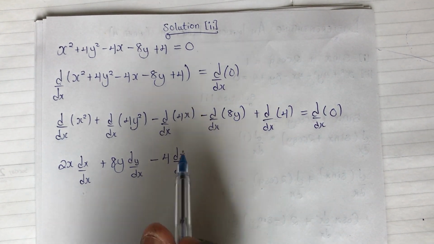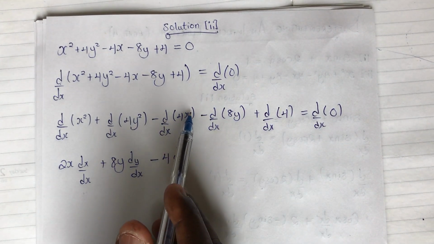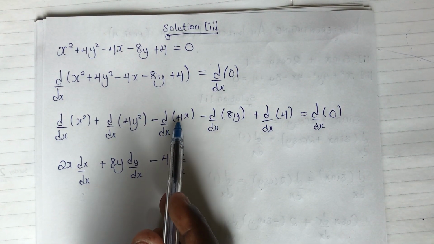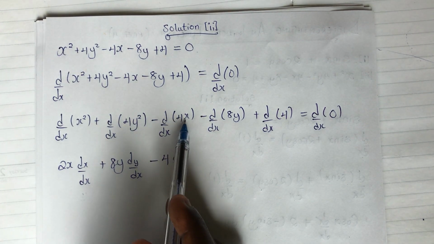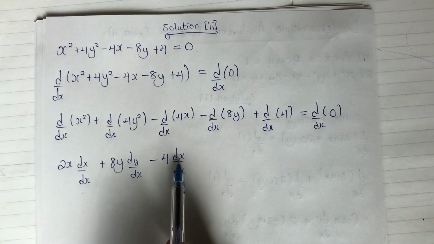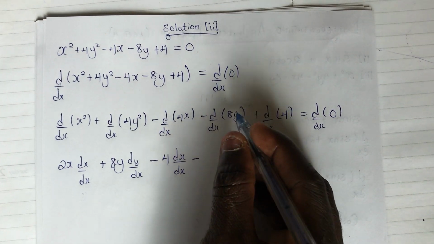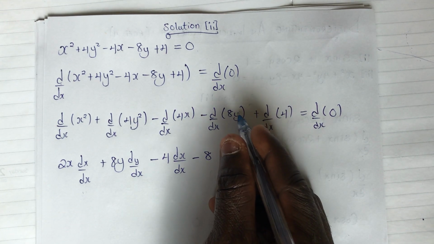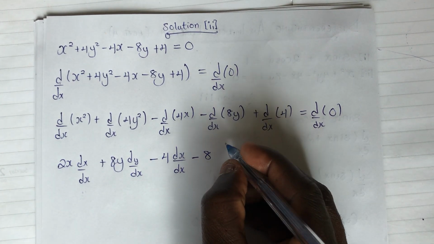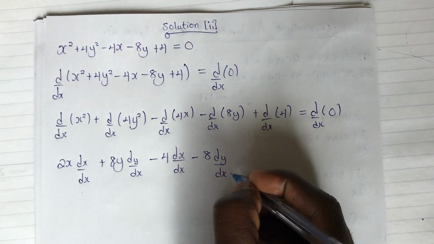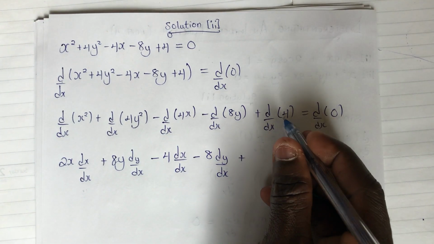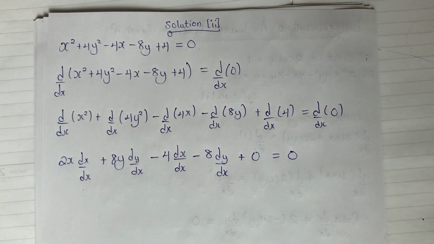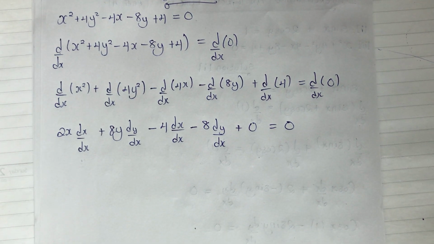The exponent here is 1. 1 times 4 gives me 4. 1 minus 1 gives me x raised to the power 0, and x raised to the power 0 is 1. 1 times 4 gives me 4. And I differentiated an x term with respect to what? x, so dx/dx. Then minus, when I differentiate this, 1 times 8 gives me 8. 1 minus 1 gives me y to the power 0, giving me 1. So minus 8 dy/dx. And then plus the derivative of a constant, which is 0, equal to the derivative of 0, which is also what? 0. So that is what we have.